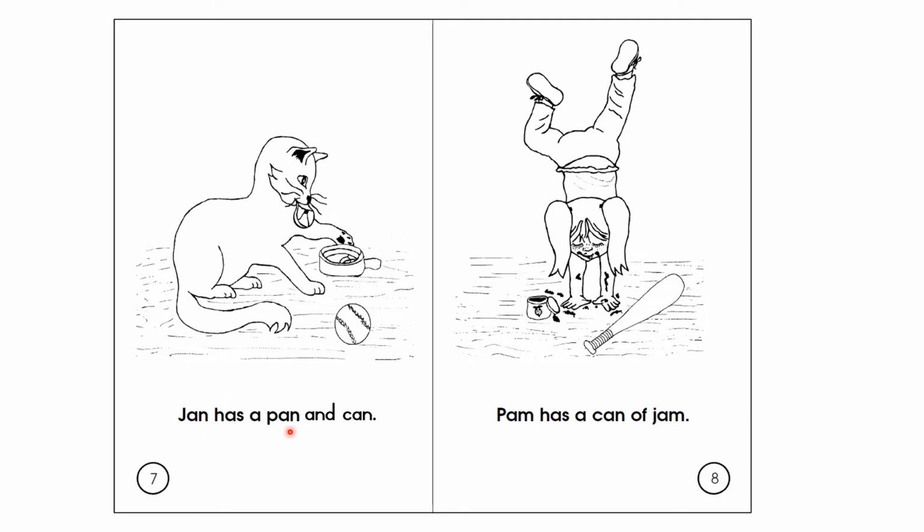Jan has a pen and can. So here's Jan's pen and here's a can in it. Pam has a can of jam. Here's the can and it has jam in it. So these are pages 7 and 8.